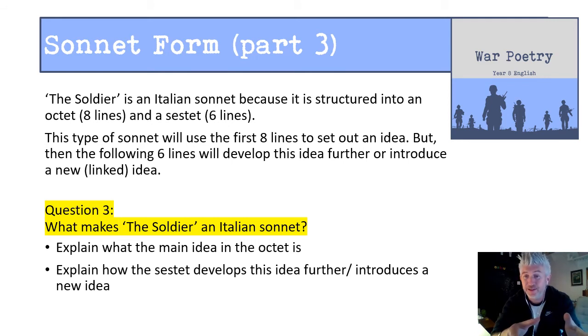Explain what that is, and then explain how the sestet, the 6 lines in the second half of the poem, develops that idea that was in the first part of the poem. Or does it actually introduce a new idea that is somehow related to that first part of the poem? Again, pause the video here, give yourself a bit of time to think.